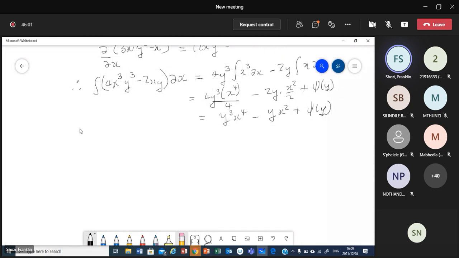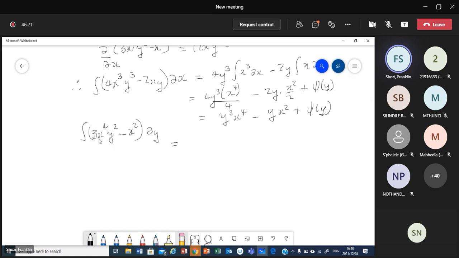Then again, the g term. My g term was what? 3x to the power 4 y squared minus x squared, partial with respect to y. The same procedure as above, but now with respect to y.